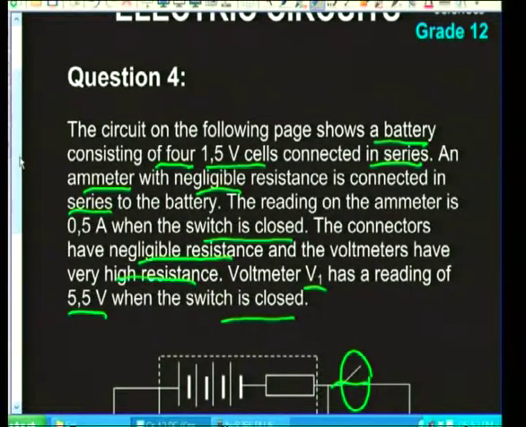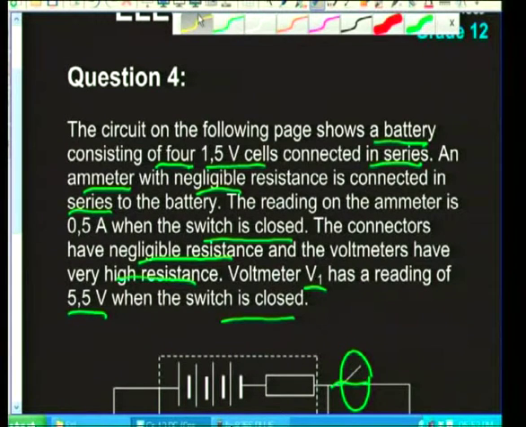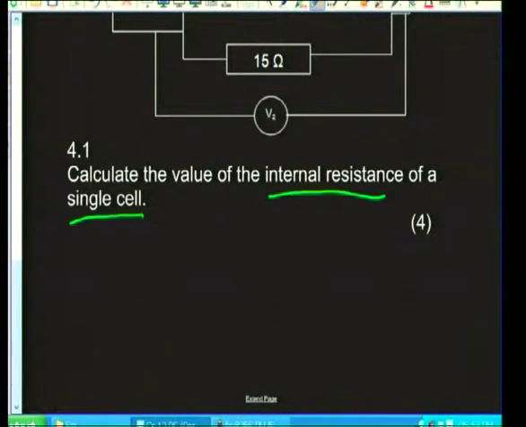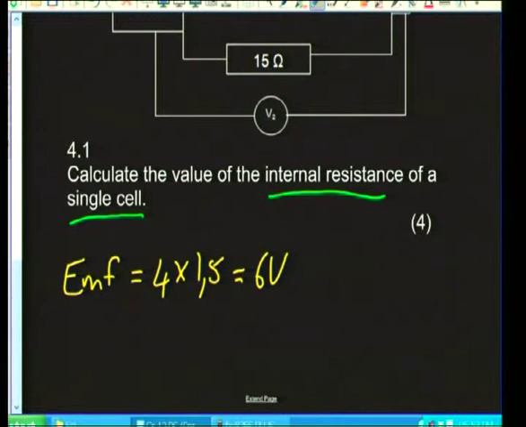Well, the first thing that gives us the clue in the information is that we've got 4 cells and they're each 1,5 volts. So I reckon that if I want to get the EMF of this battery, I'm going to have to say it's 4 times 1,5, which is 6 volts.